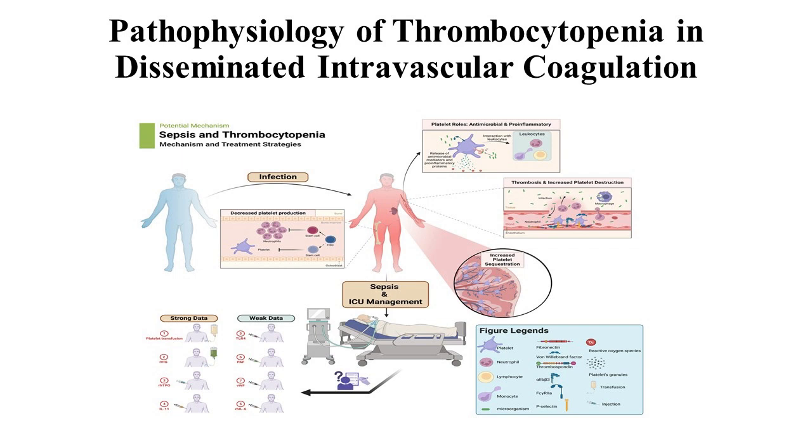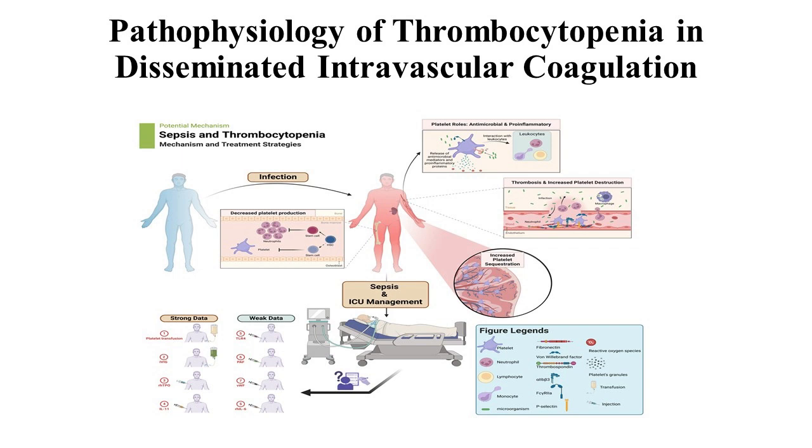Finally, the lower section of the slide refers to potential treatment strategies in ICU management. Some interventions, such as platelet transfusion, intravenous immunoglobulin, IVIG, thrombopoietin receptor agonists, and cytokine modulation, have varying levels of supporting evidence, strong versus weak data. However, the cornerstone of management remains treating the underlying infection and controlling sepsis.